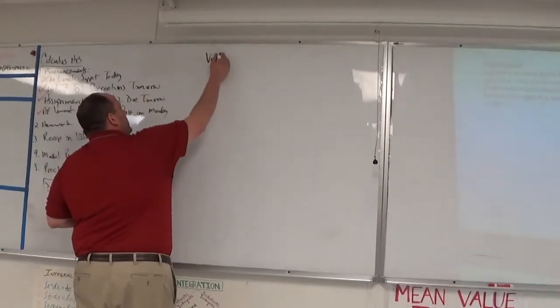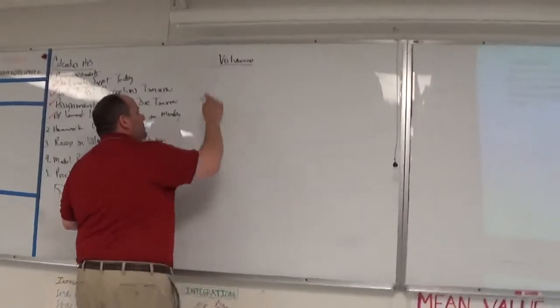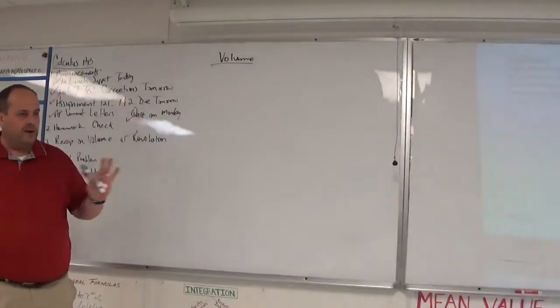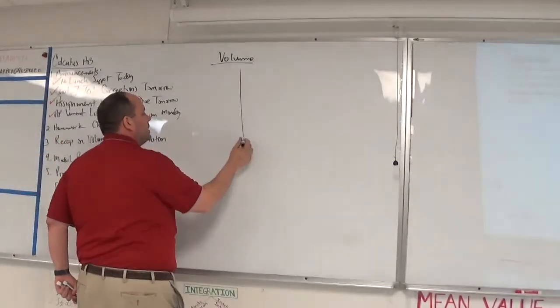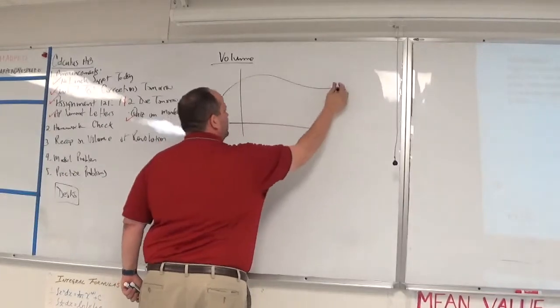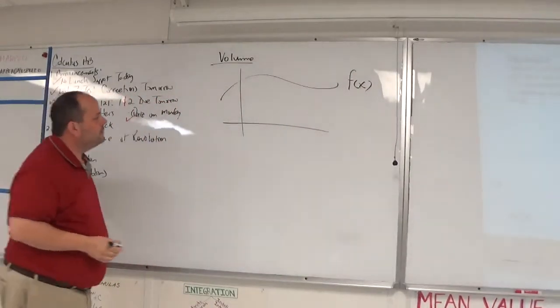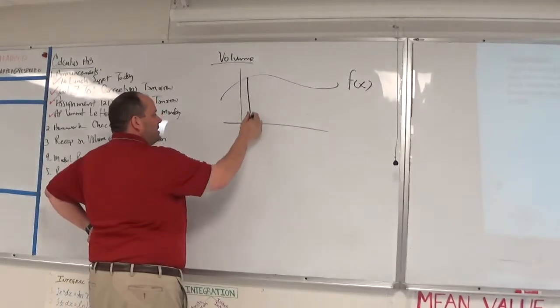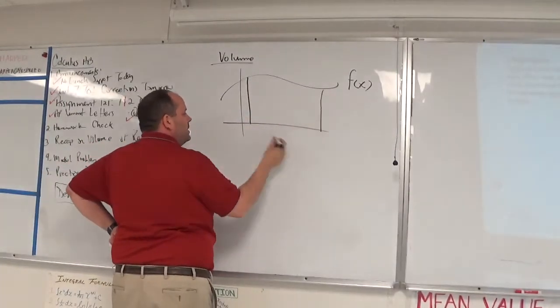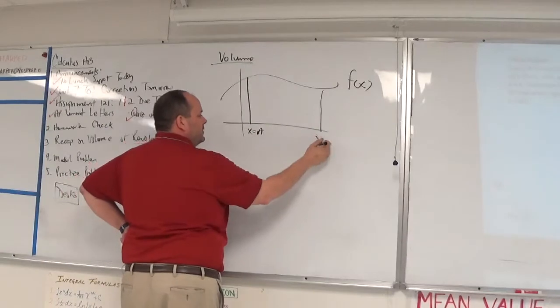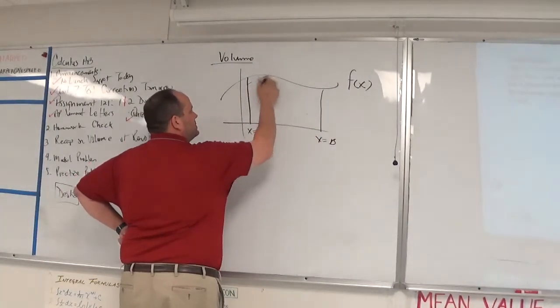All right, so just a quick recap of yesterday. For the next 2 days, we are in volume. So somewhere in your notes, somewhere on a piece of paper, I want to make sure you get this copied down. I've got some function f of x bounded by these two vertical lines, x equals a and x equals b.